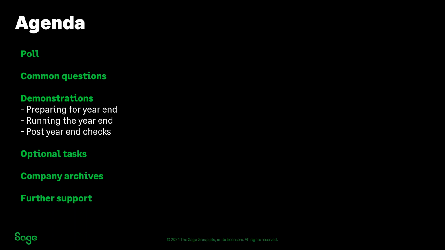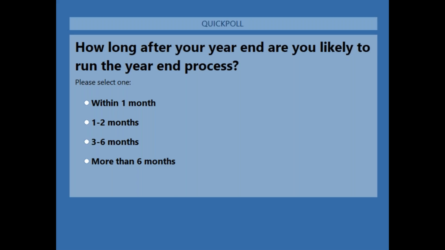Right, before we do get started, I just want to pop a quick poll on your screen. So if you don't mind, I'll quickly launch that. So quick question for you. Now this is going to be, I suppose, primarily for those of you that have run a year end in Sage 50 before. So how long after your year end are you actually likely to run the year-end process in Sage 50 accounts? Is it within 1 month? Is it somewhere between 1 and 2 months, 3 to 6, or maybe more than 6 months?